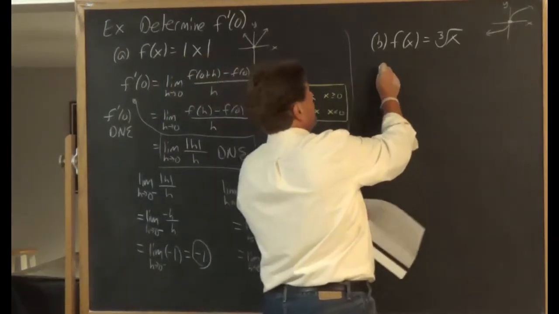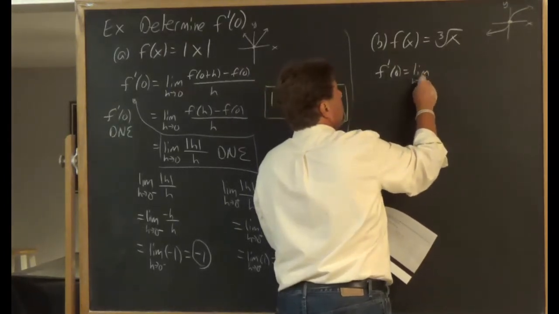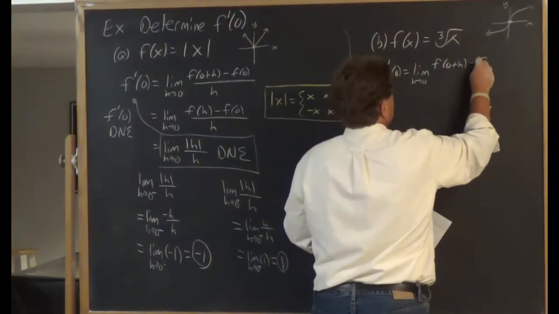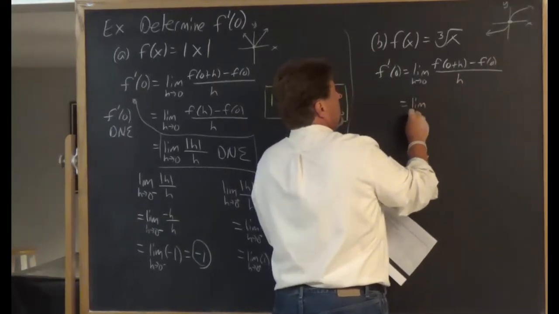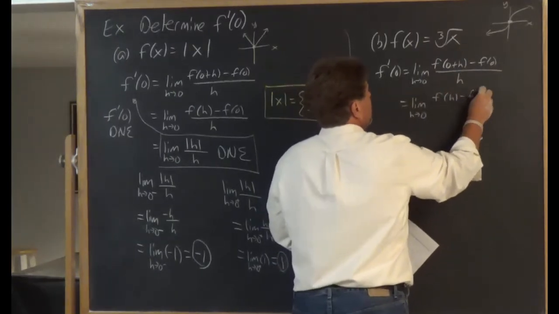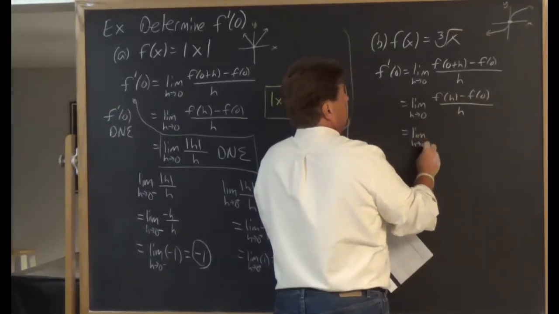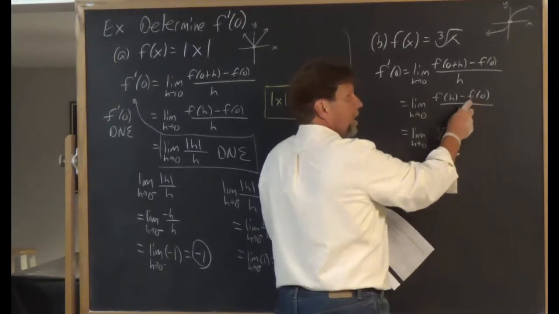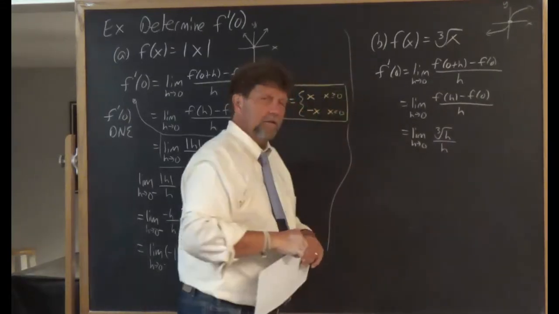So we start off the same. F prime of 0 equals the limit as h approaches 0, f of 0 plus h minus f of 0 all over h. So that's the limit as h approaches 0, f of h minus f of 0, over h. And see, f of h is the cube root of h. f of 0, well, f of 0 is 0, so we have cube root of h over h.